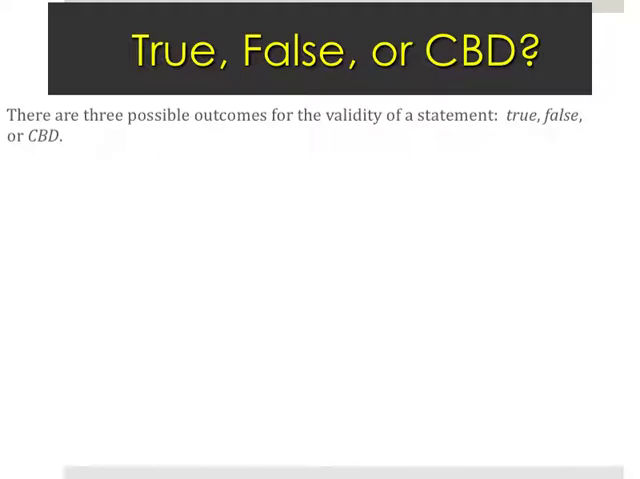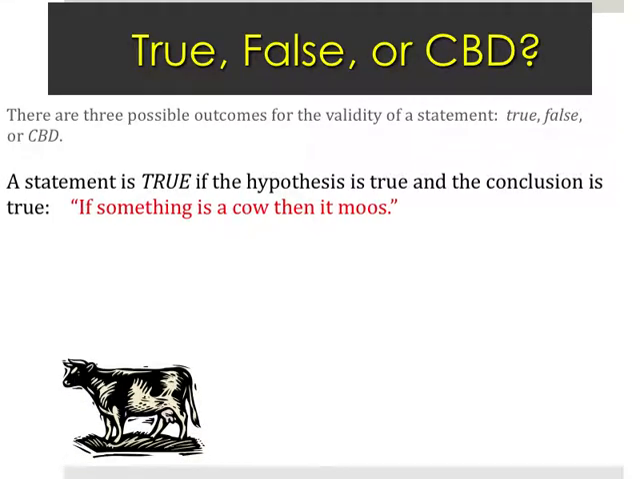Now, we want to start talking about these statements being true or false. I just glanced over that when we were going through all these examples with the cows and Mount Prospect, but now we're going to start talking about whether or not they're true or false. In order for a statement to be true, the hypothesis has to be true, and the conclusion has to be true. If something is a cow, then it moves. That's a true statement. As we talk about true and false here, we're assuming general statements.